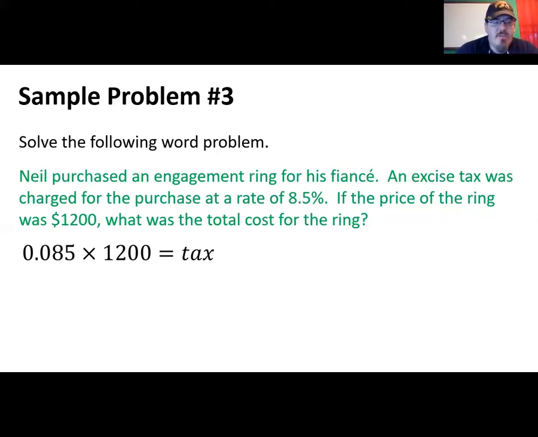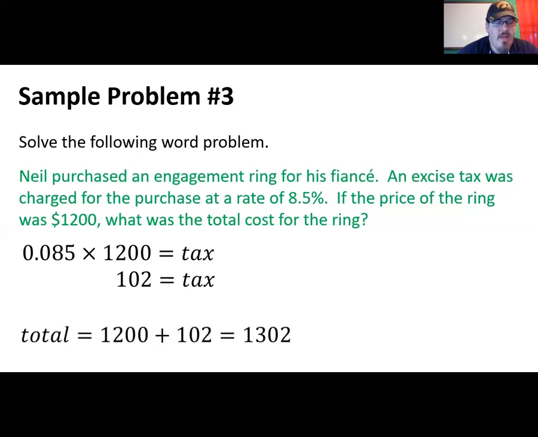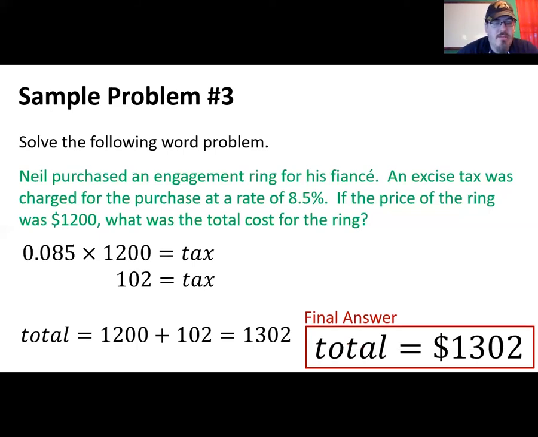So 8.5% is 0.085 times the 1,200. When we multiply those together, we get a tax of $102. So that's the tax portion of it. Then the question wants to know what's the total cost. So we want to go ahead and take the price of the ring plus the tax to get the total. So 1,200 plus 102 is 1,302, or $1,302. And so that's the amount that Neil will pay when all said and done to purchase the engagement ring.